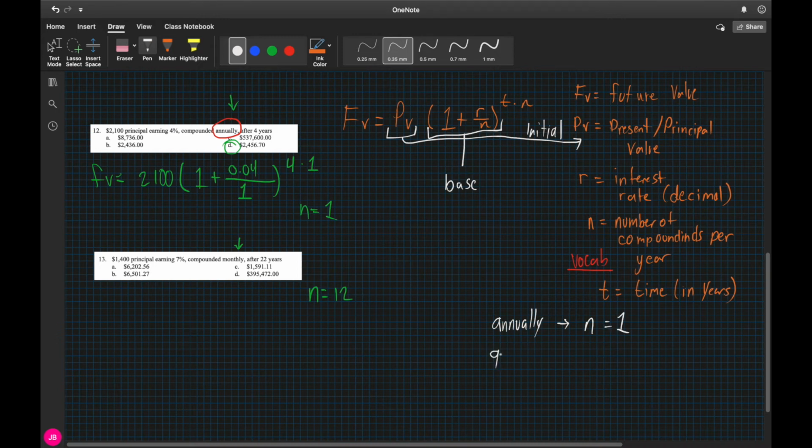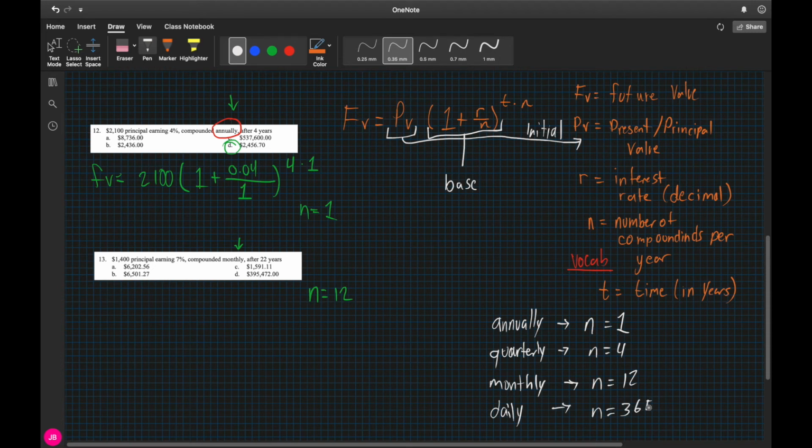We could also have quarterly, which means n is equal to 4. It happens 4 times a year. We could have monthly, which gives us n is equal to 12. We could have daily, which gives us n is equal to 365. And these 4 are going to be your most common. There are others out there that could show up, semi-annually, for example, which of course would mean n is equal to 2. And maybe they could even say something like 5 times per year, 3 times per year. And that would be whatever you plug in for your n.